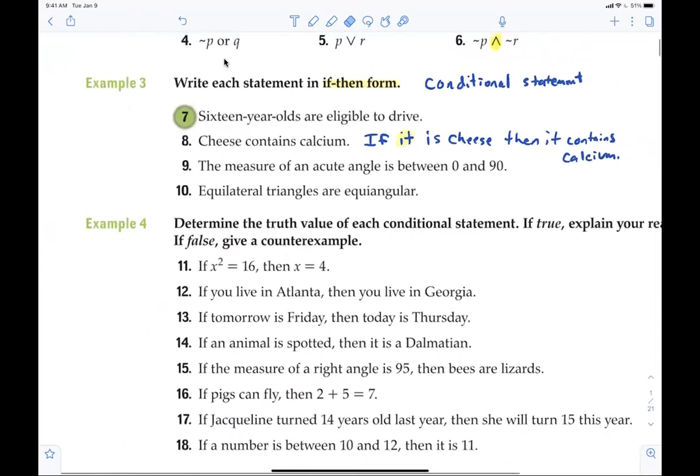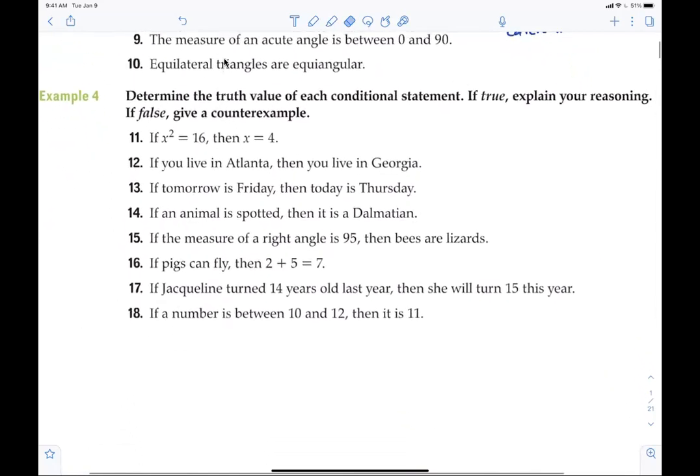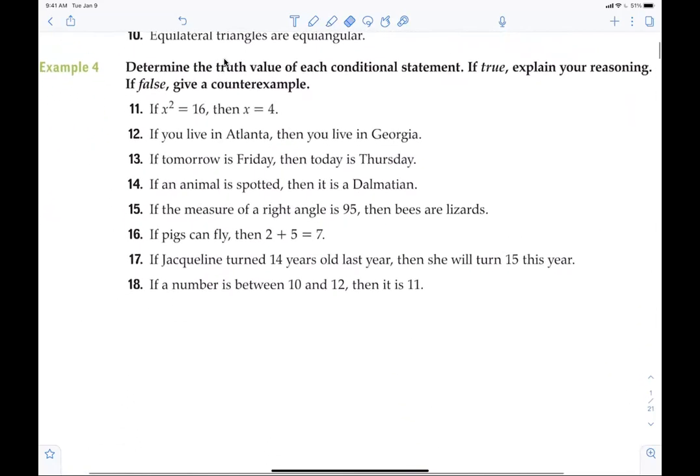Now, the next part of the lesson, 11 through 18, I think is difficult for most because you have to think of all possibilities. And a counterexample is just the example that proves your conjecture false. And what's the conjecture? The conjecture is just a statement here. If x squared equals 16, then x equals 4.